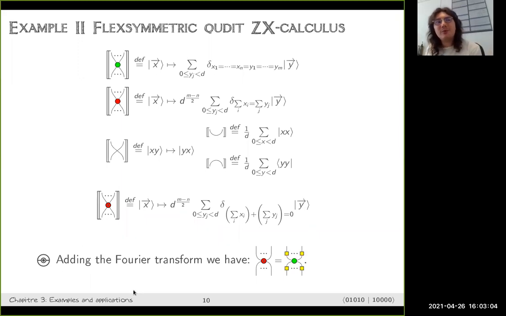So you can define a Fourier transform. It will not be an involution. It will be of order 4. And if you put together two Fourier transforms, you just obtain one red node of this new spider. So this is a nice way, I think, to present qudits ZX-calculus.